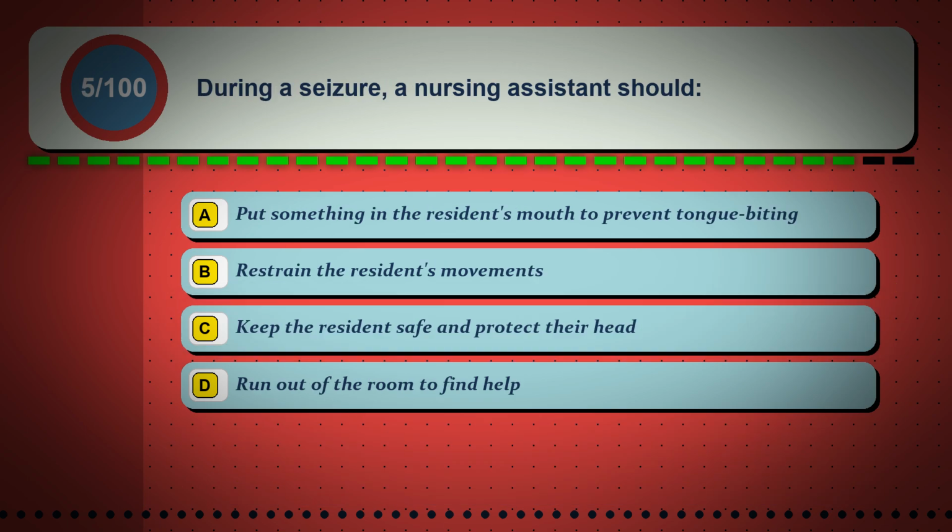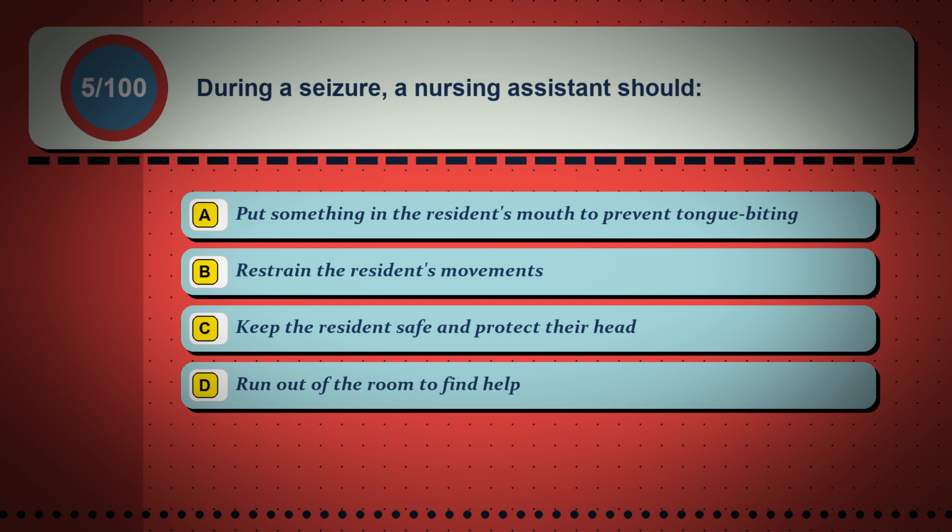Question 5. During a seizure, a nursing assistant should: Option A. Put something in the resident's mouth to prevent tongue biting. Option B. Restrain the resident's movements. Option C. Keep the resident safe and protect their head. Option D. Run out of the room to find help.